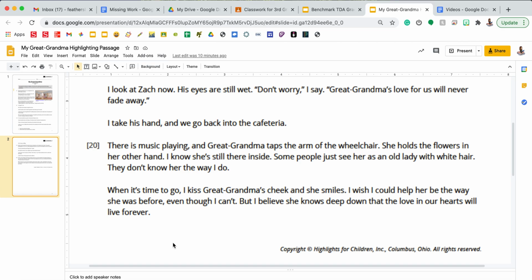So now that we read through that passage one time, we're going to look for some evidence to prove our central message or our theme that love never dies. As we read through this story, you notice that Great Grandma is starting to forget things, but her grandchildren realize by the end that she will never truly forget them because her love for them will never fade away.